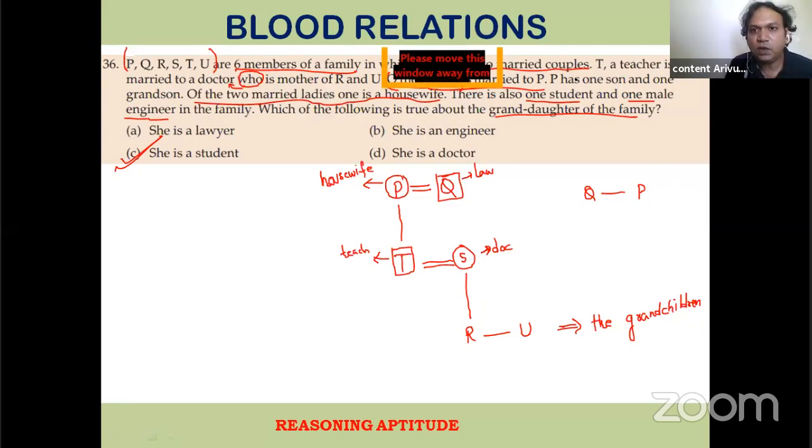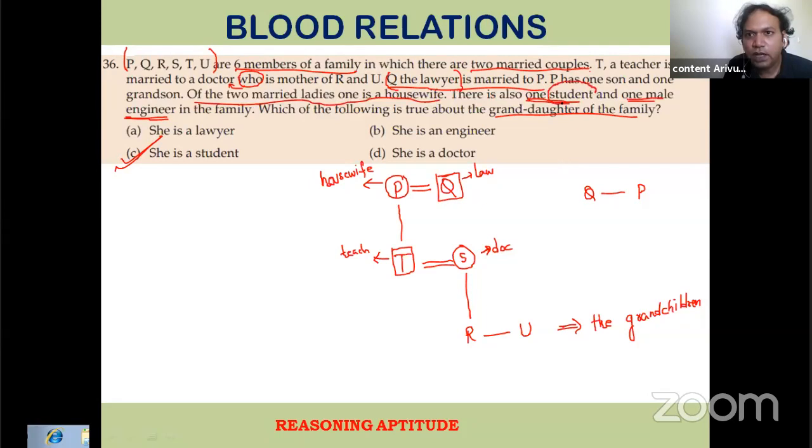Now the question says that there is also one student and one male engineer in the family. Now, if you look at the other persons, already we know the other persons are housewife, lawyer, teacher, and doctor. So the student and the engineer must be among the grandchildren only, right? So these two have to be the student and engineer. Who is student? Who is engineer? We don't know, but one of the grandchildren is the student and one of them is the engineer.